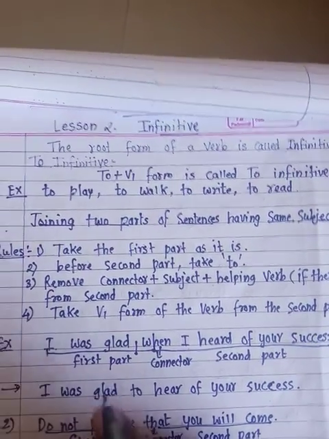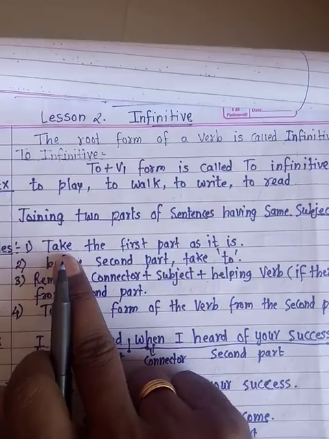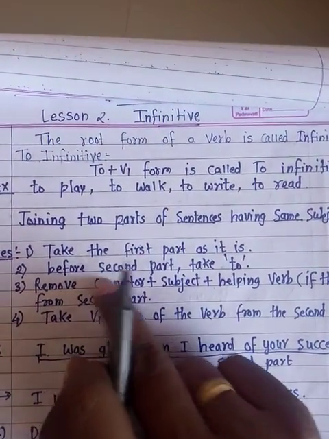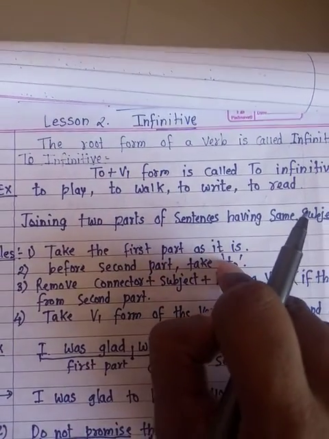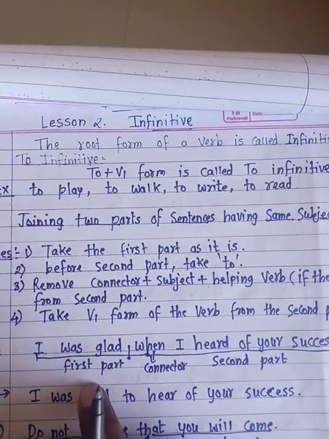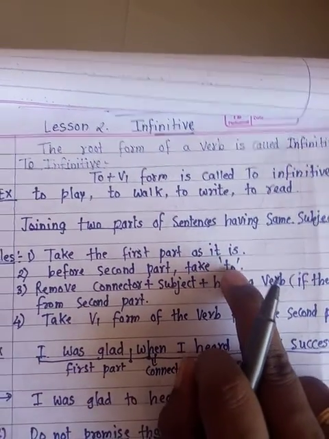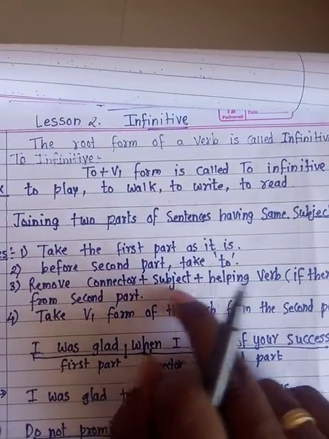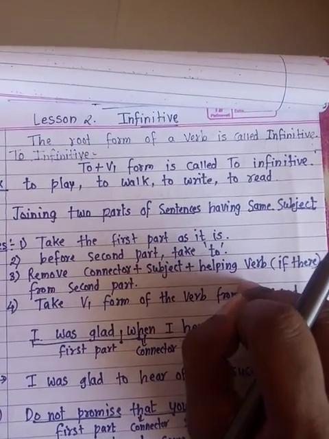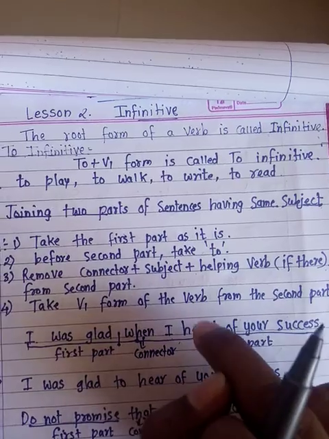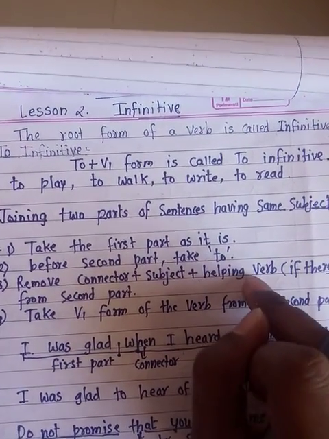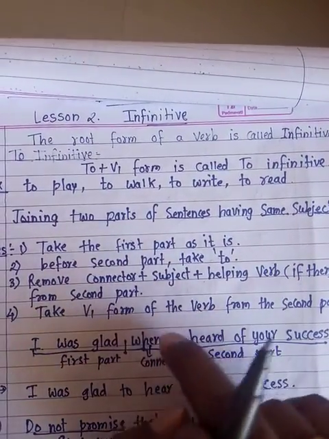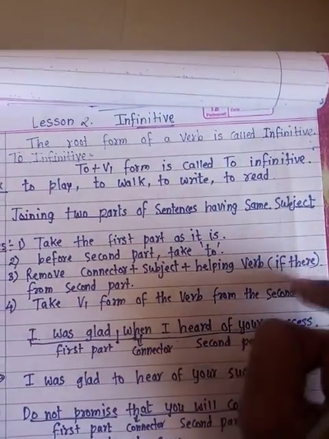So what are the rules? You can see here I have written the rules. Take the first part as it is. Before the second part, take to. Then we have to remove the connector, subject and helping verb if there is one. Sometimes a helping verb will be there in the second part, sometimes only the main verb will be there. Then you have to remove all these parts and take the V1 form of the verb from the second part.